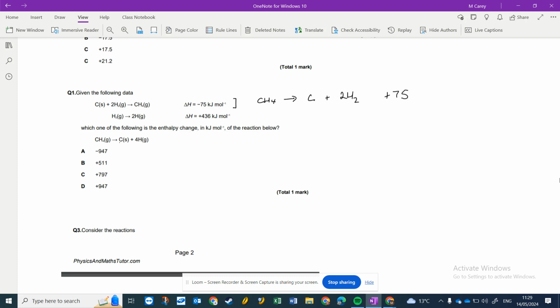Now, products-wise, we have a C and a 4H. Now, the fact we have 4H means we're going to have to double that to get our 4H's. So that's going to give us 2H2 gives you 4H, and that's going to be plus 436 by 2. That's plus 872. So actually, I think this is going to work out well. They cancel out. And CH4 gives you C plus 4H, and that's going to be plus 947.